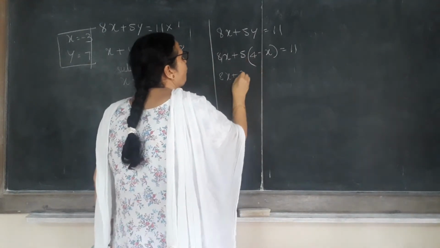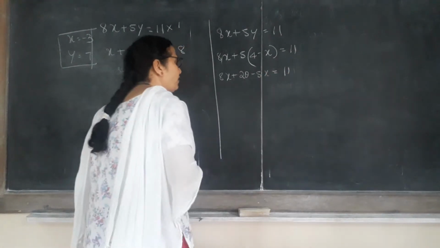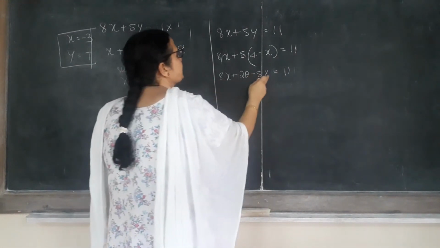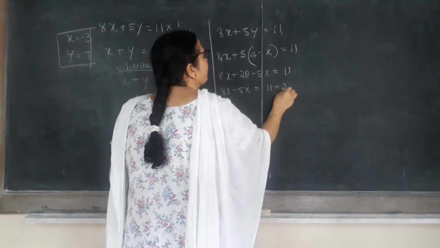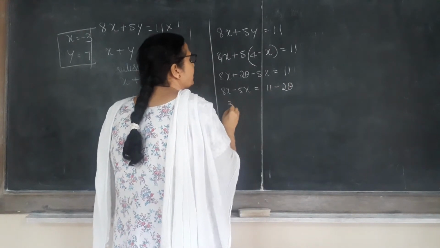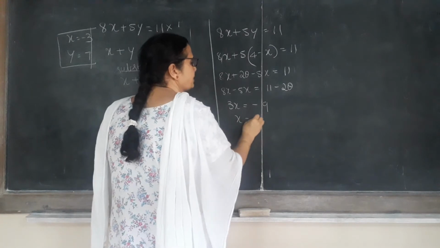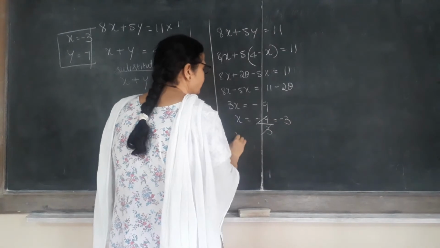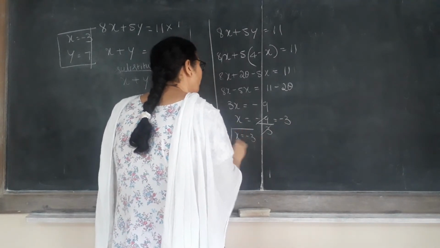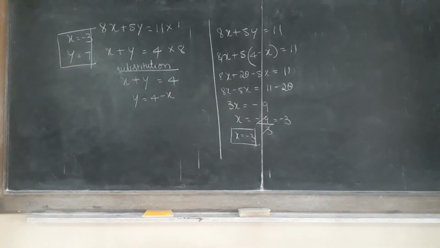8x, 5 into 4, 20, minus 5x is equal to 11. 8x minus 5x is equal to 11 minus 20. That is 3x is equal to minus 9. x is equal to minus 9 upon 3, minus 3. x is equal to minus 3. We got the same value. What did we get for x? We got x is equal to minus 3.